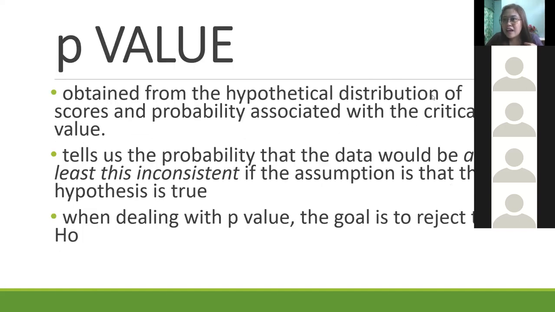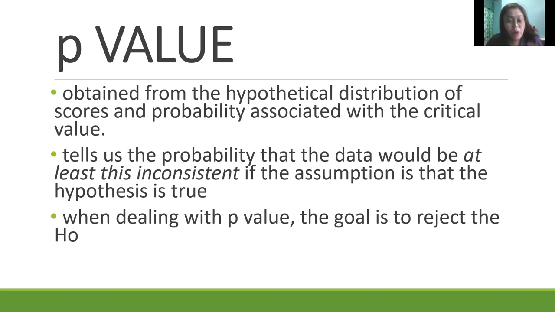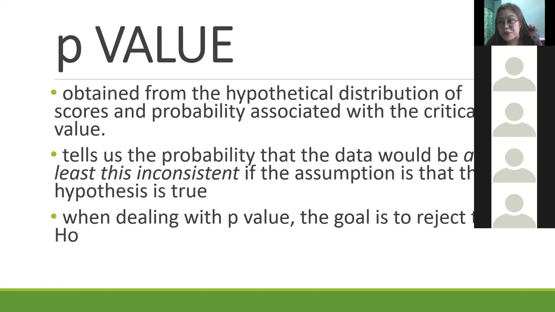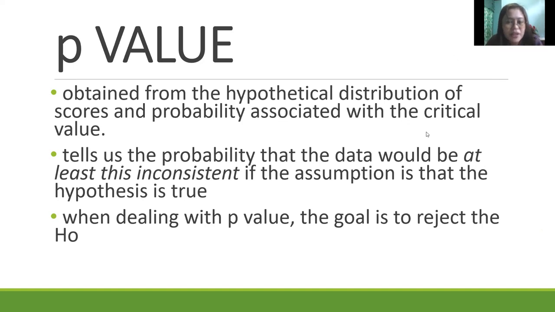But before that, in statistics class, you will always encounter a value called the p-value. This is obtained from the hypothetical distribution of scores and the probability associated with the critical value. When we use software like SPSS and JASP, it will give you a p-value based on your data, the distribution in the graph, and the computed critical value. The p-value is the probability that the data would be at least this inconsistent if the assumption is that the hypothesis is true. Okay?